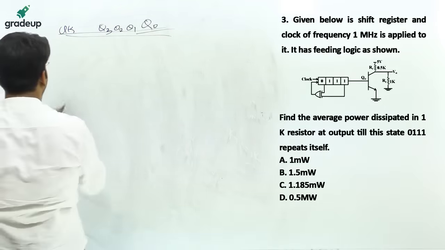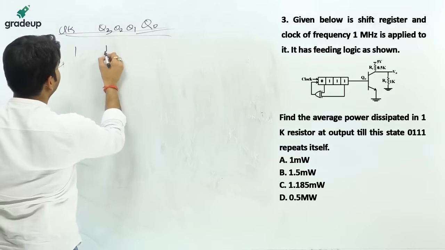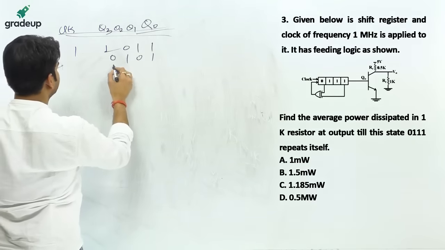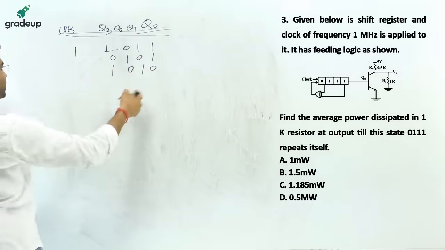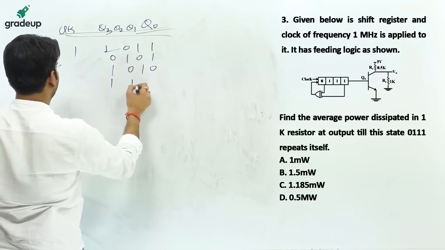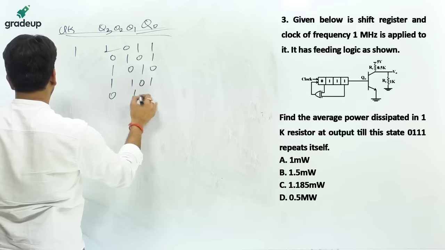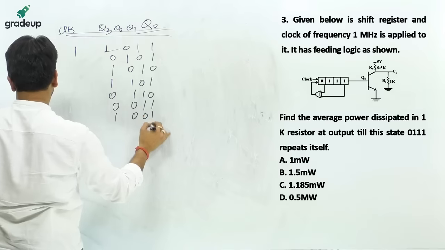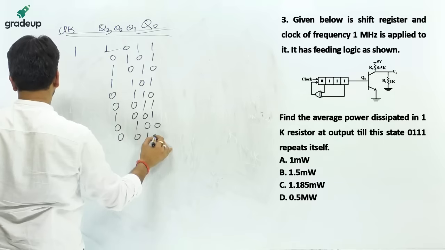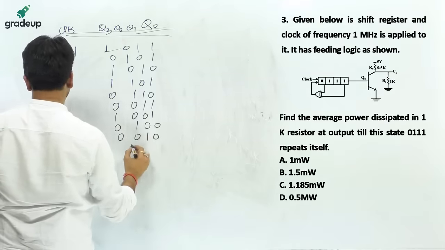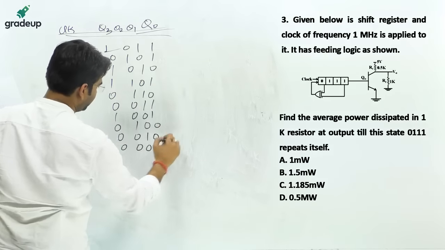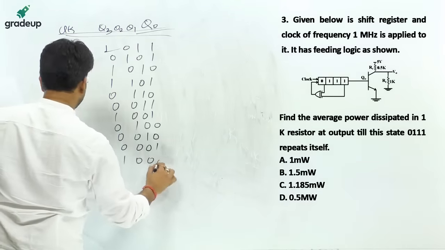Actually the whole state diagram says it was the first clock, and it was 1 1. It was 0 1 0 1. It was 1 0 1 0. The next stages which will come: 1 1 0 1, 0 1 1 0, 0 0 1 1, 1 0 0 1, 0 1 0 0, 0 0 1 0, 0 0 0 1. 1 2 3 4 5 6 7 8 9 10. So it will be 1 0 0 0.